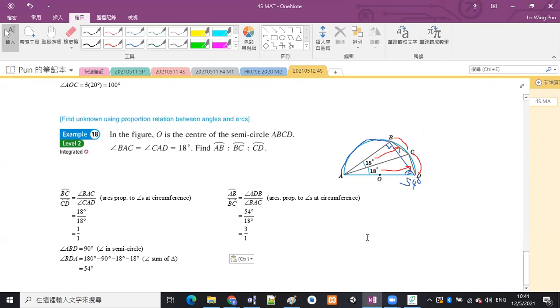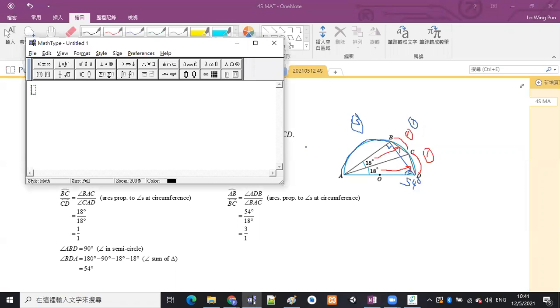It's okay. So now this is 1:1, and this is 3:1. Okay, the common part has the same ratio number. So we may just merge the two ratios into a 3-term ratio directly.